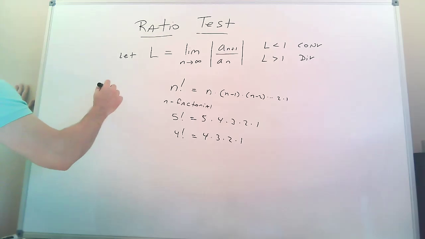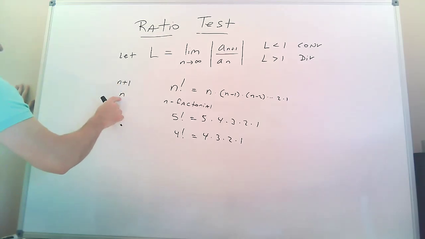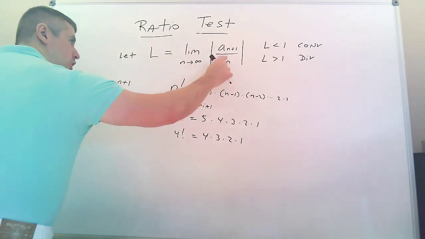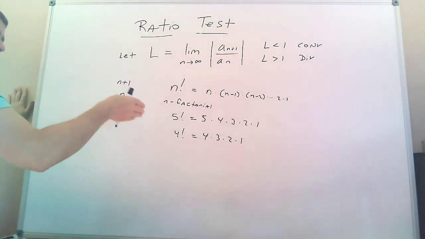When you use the ratio test, you are making a comparison, right? You're going to plug in n, which is what you start with, and then you're going to plug in n plus 1, which is the next term in the list.